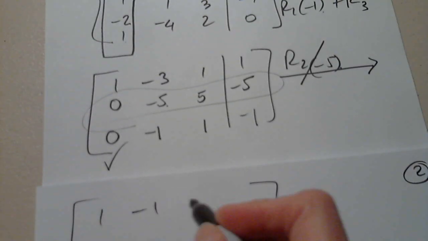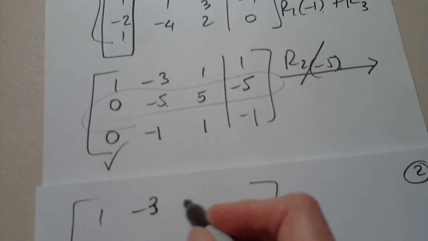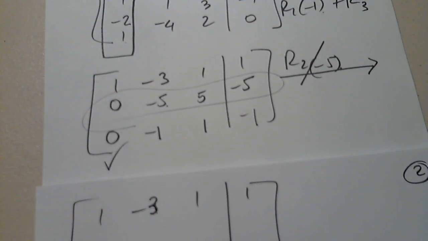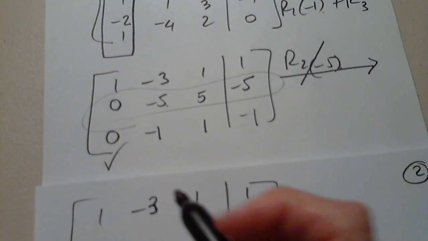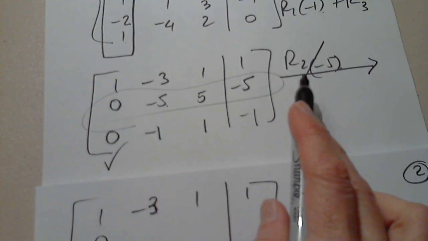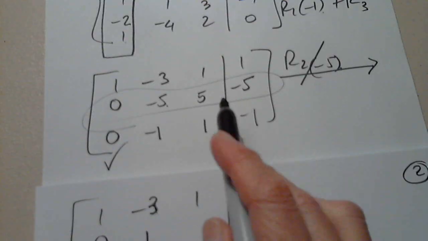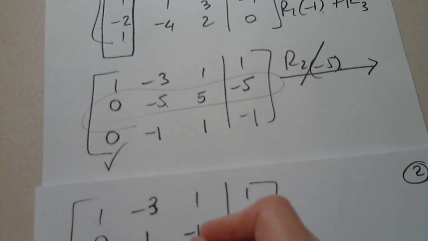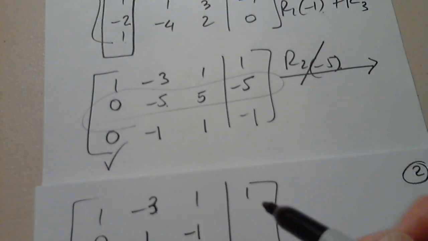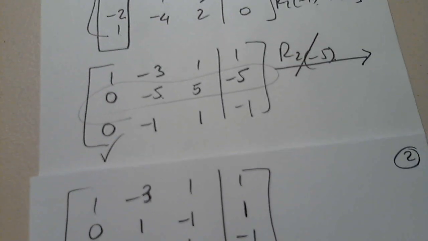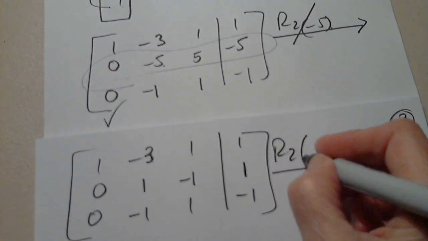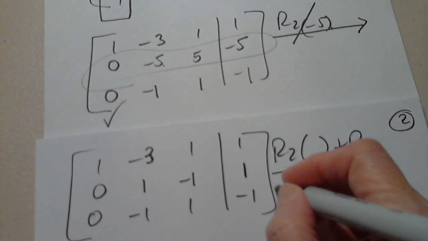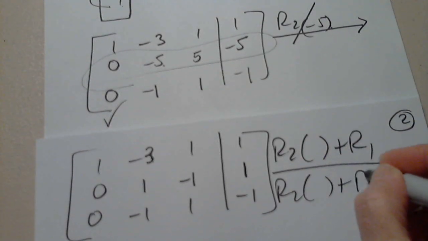So I copy everything else. Zero divided by negative 5, 0. Negative 5 divided by negative 5, 1. 5 divided by negative 5, negative 1. Negative 5 divided by negative 5, 1. Good. In the next step, I have to multiply row 2 by something to add it to row 1, and row 2 by something and add it to row 3.